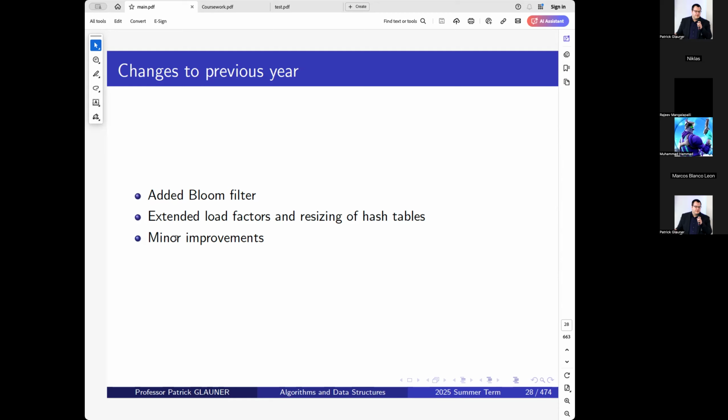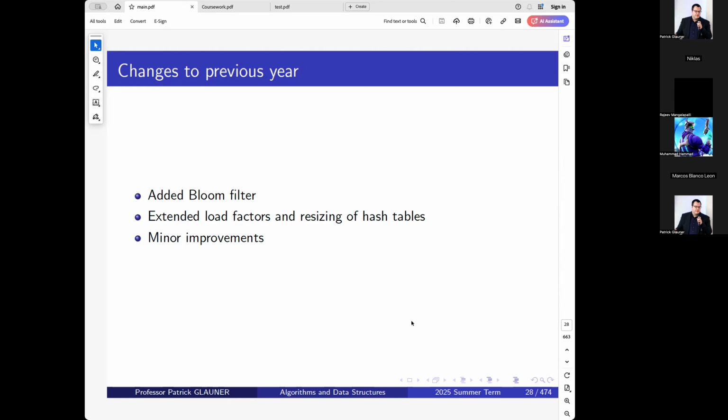And in addition to various minor improvements, I've extended the hash table chapter a little bit with a couple of slides on so-called load factors and resizing, because this was underdeveloped last year when one of the students asked, and this year I've added a few slides on an extended discussion.